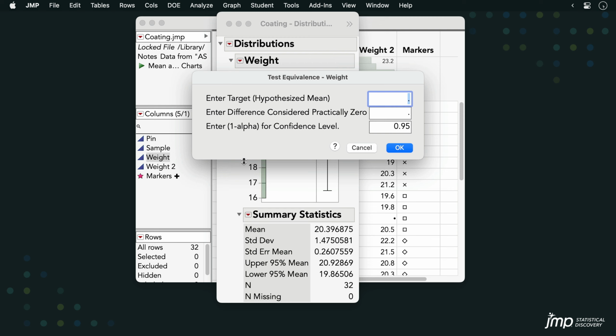To specify our null hypothesis, we'll enter a value of 20 as the target or equivalent mean, and we'll enter a value of 1 as the difference considered to be practically 0. This means that our null hypothesis is that the true population mean of weight is at least 1 point different than 20. That is, either greater than or equal to 21 or less than or equal to 19. Rejecting the null hypothesis here entails inferring practical equivalence of the population mean to our target value.